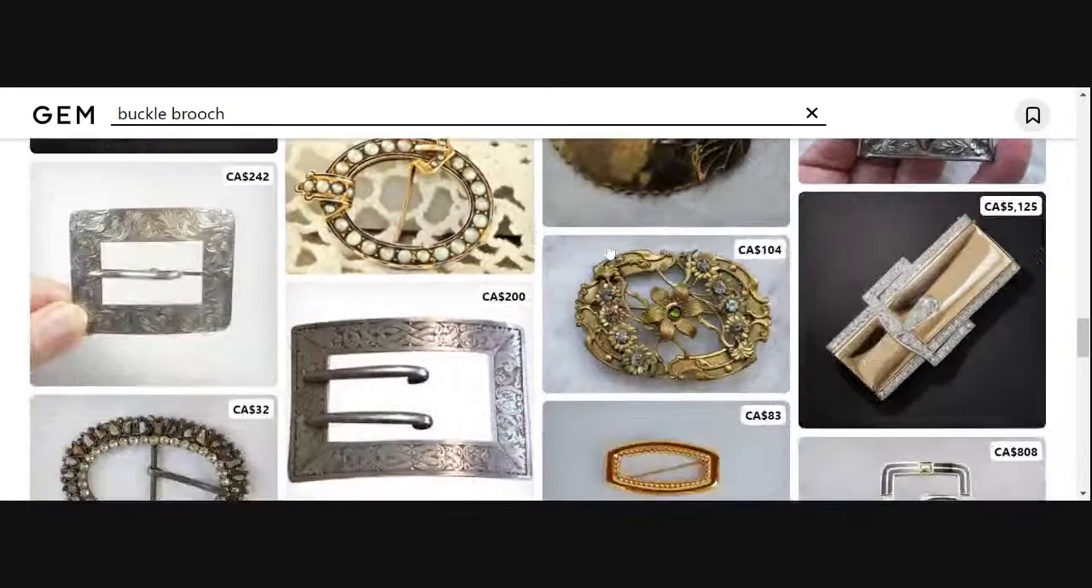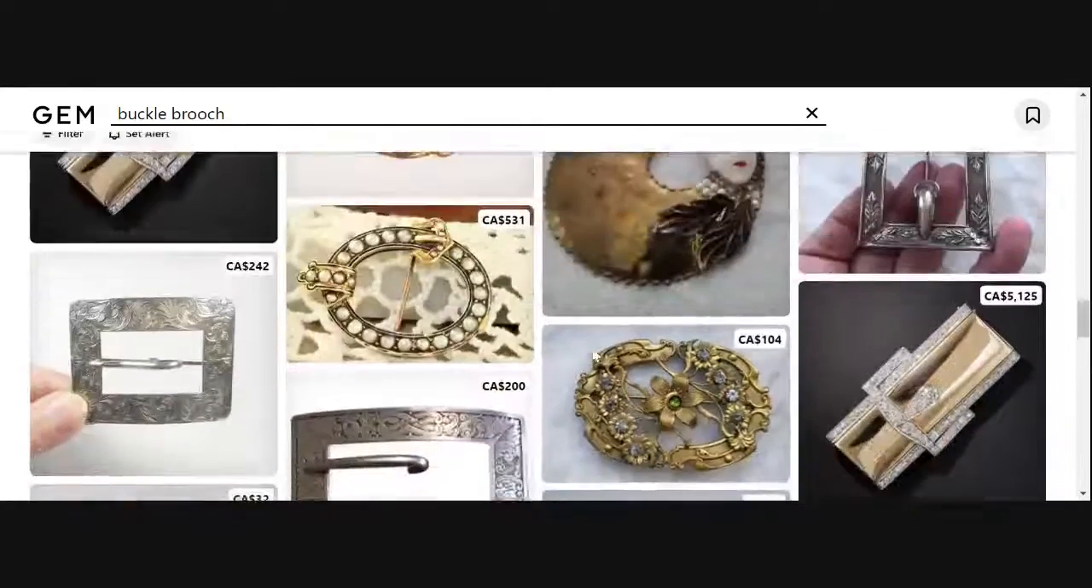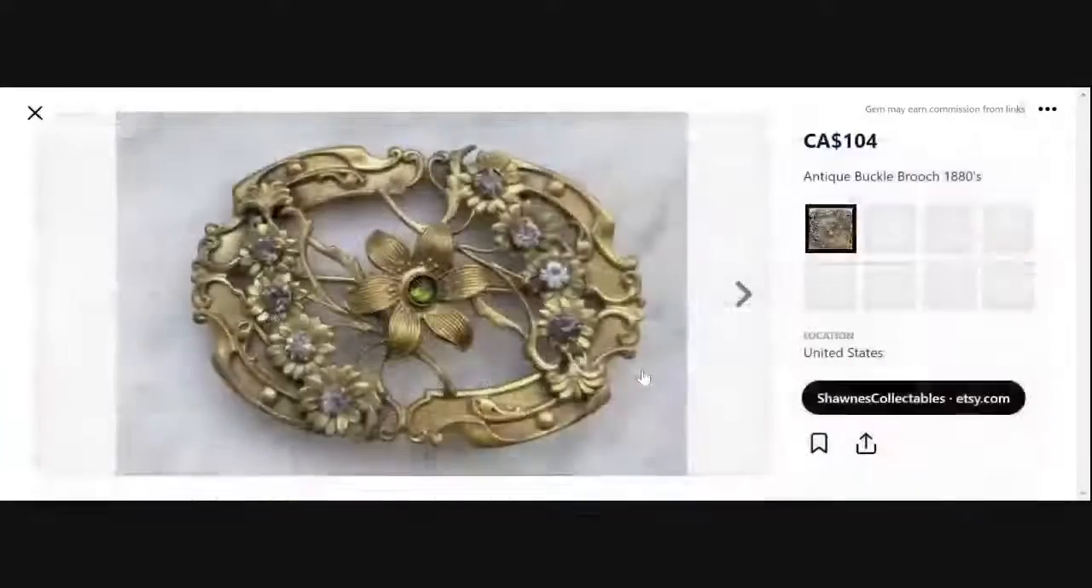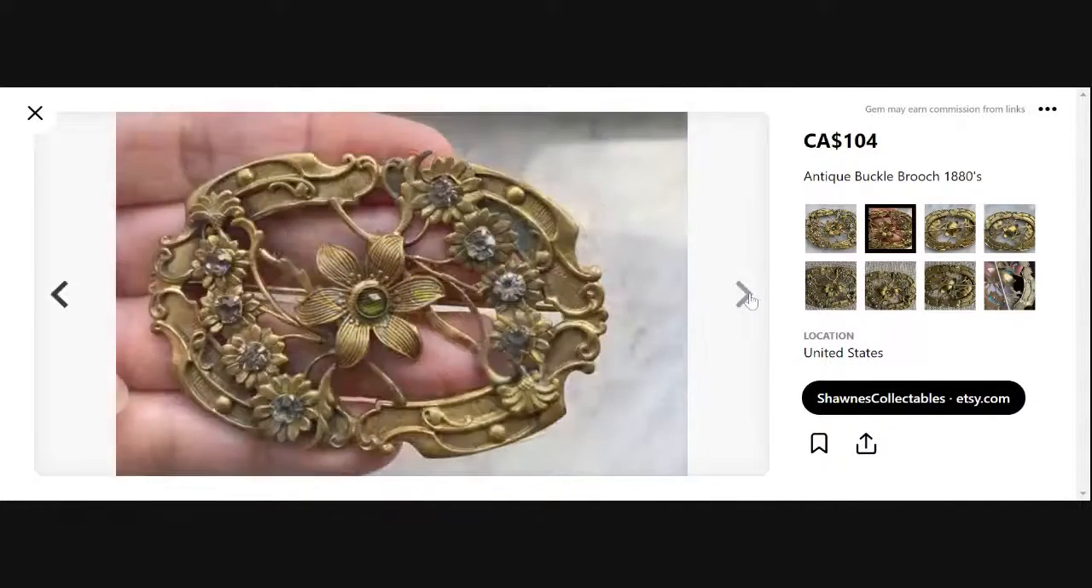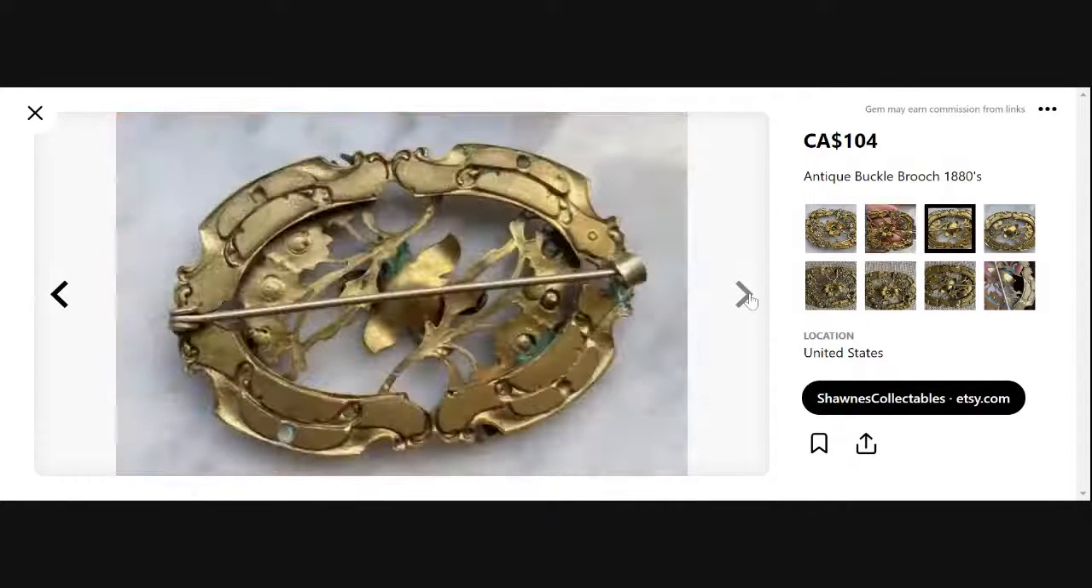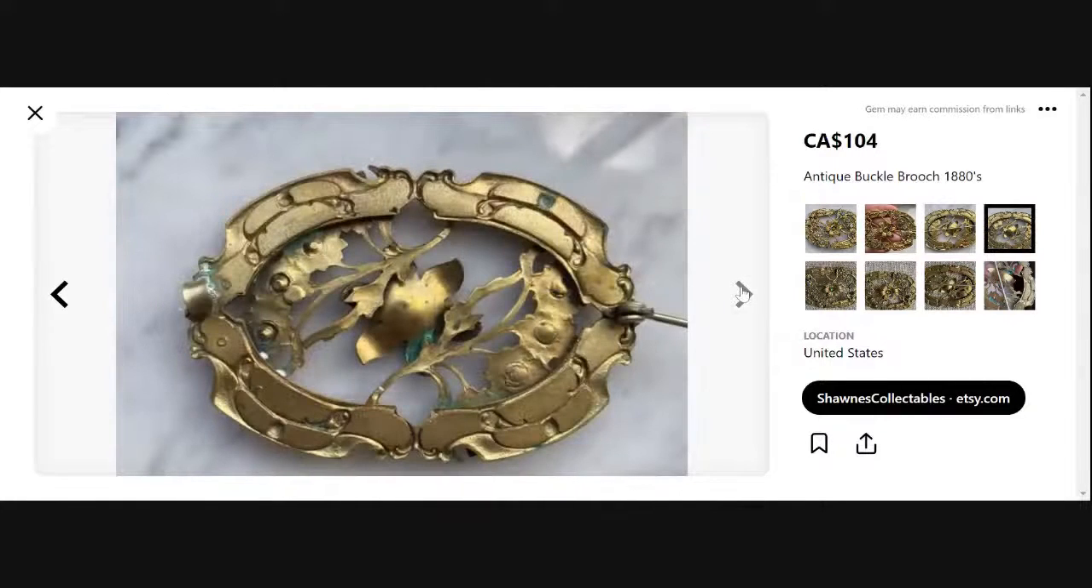You can find these in costume. You can find them in all sorts of different materials. This is actually quite a beautiful example. A nice sash pin, most likely here. We've got paste. It's large, as you can see. And this is sort of typical of what you might expect to see in some of the old Czechoslovakian pieces too. But there is quite a bit of verdigris.